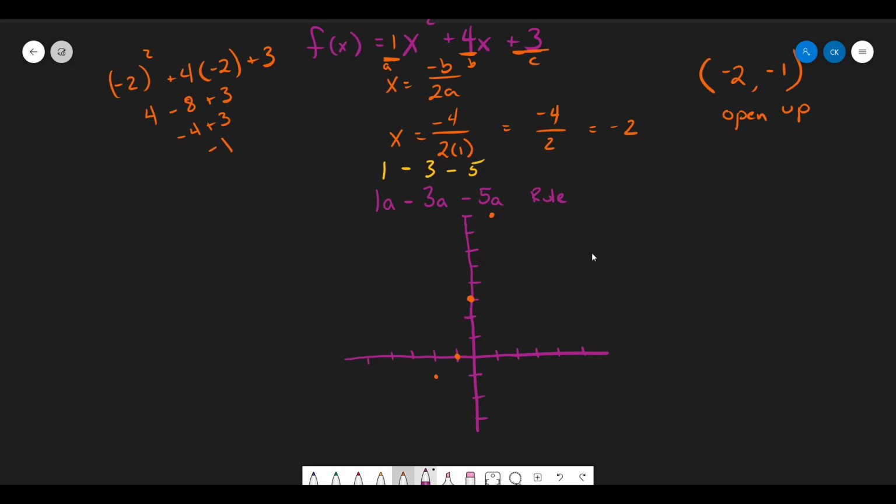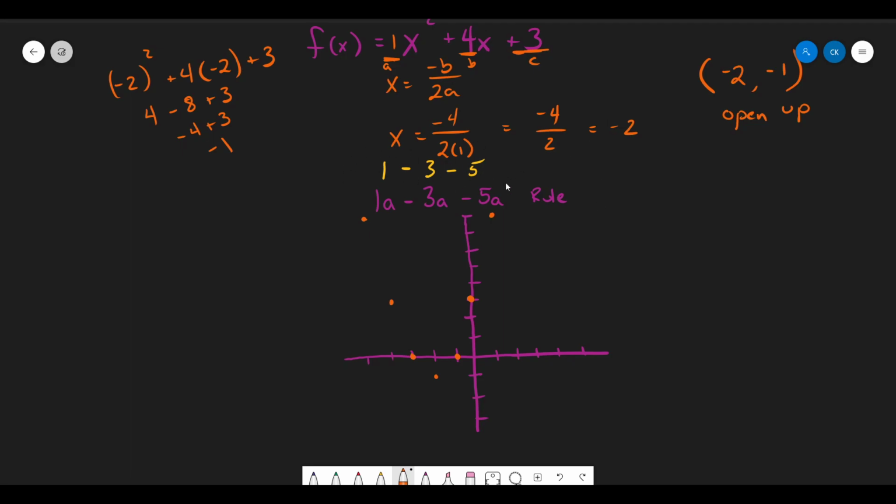And then what I do to the one side, I have to do it the other way as well. Instead of going to the right one, I'm going to go to the left one. So I'm going to go over to the left, up 1. Over to the left, up 3. Over to the left, up 5. You will always go over 1, okay?